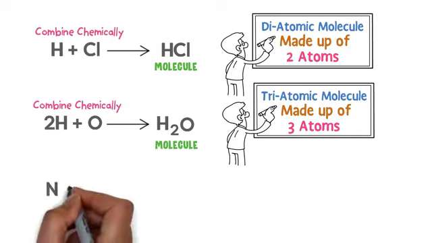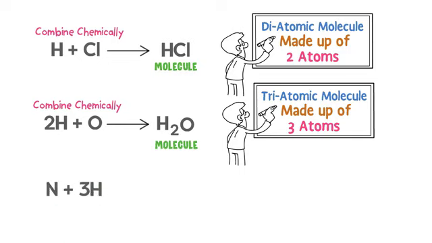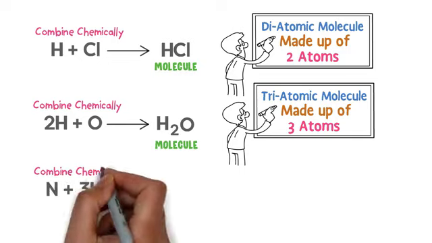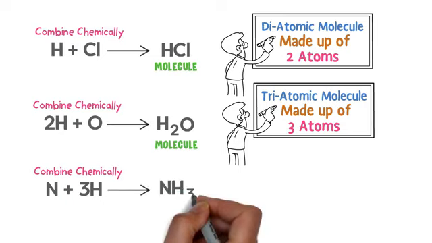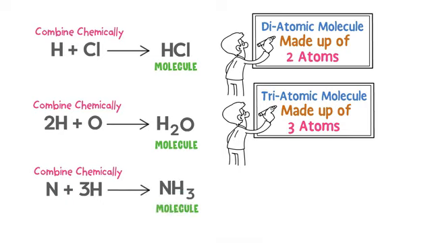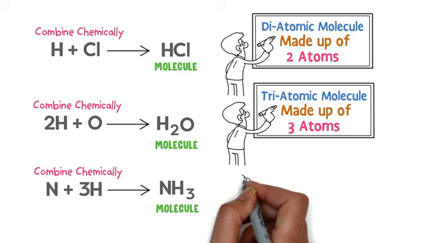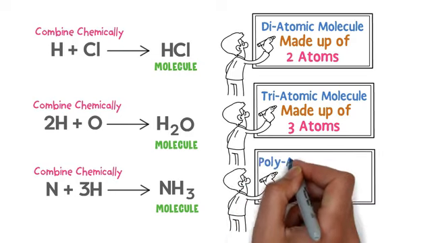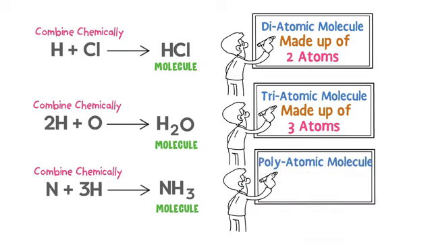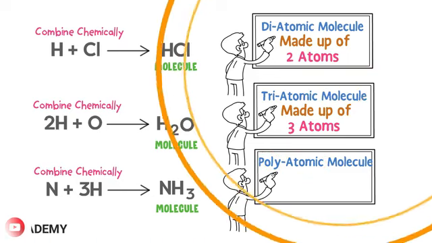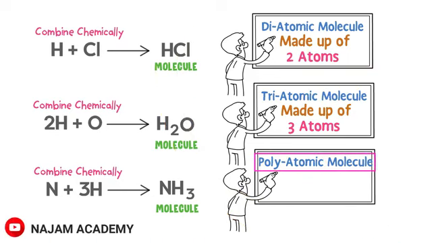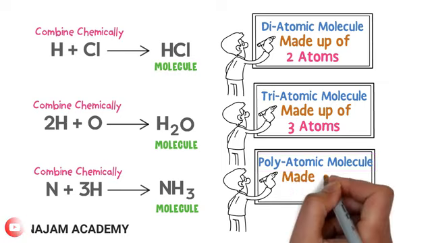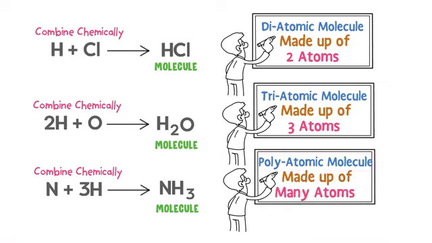Thirdly, when 1 atom of nitrogen and 3 atoms of hydrogen combine together chemically, they form a molecule of ammonia, or NH3. NH3 is also known as a polyatomic molecule. Poly means many and atomic means atom. So polyatomic molecules mean molecules made up of many atoms.